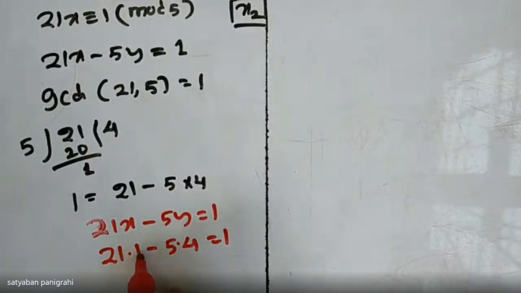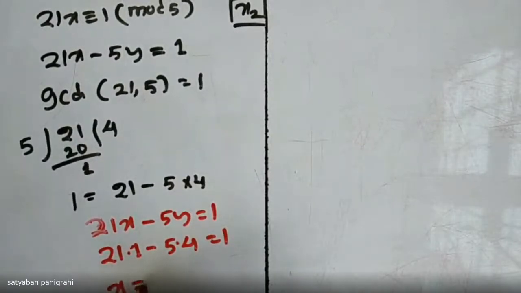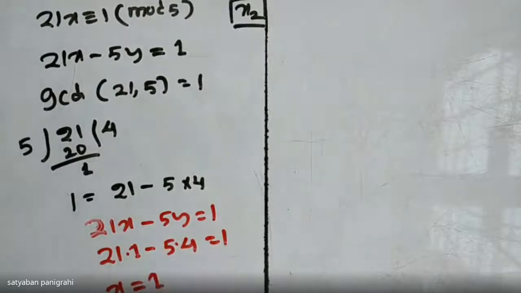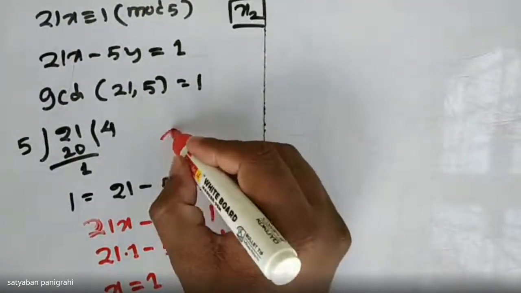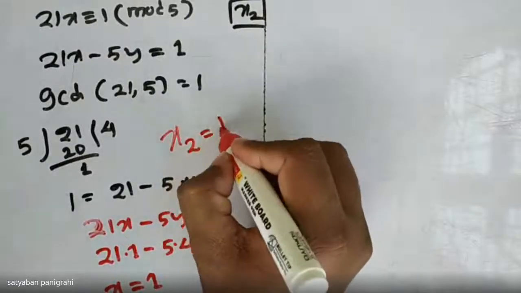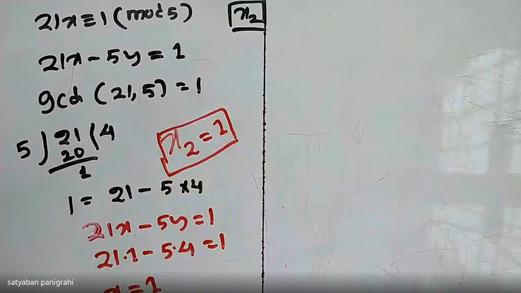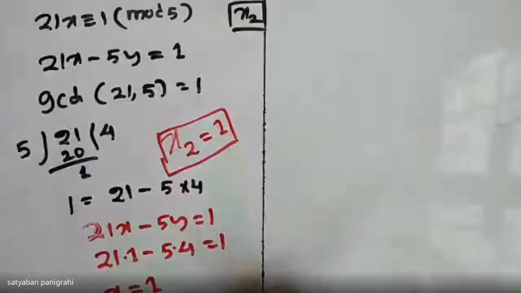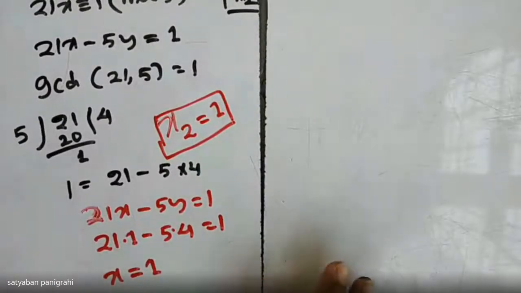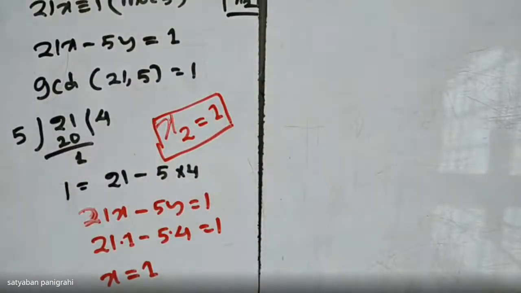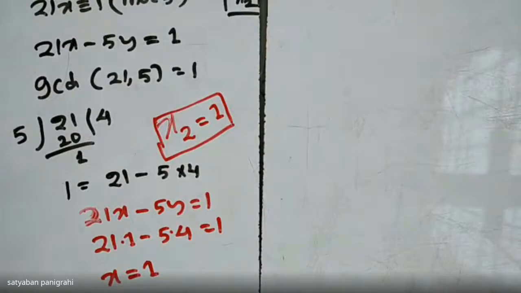So here the x value will be 1, or simply we say our x2 value is 1. Clear to all? Here we have x2 value is 1. Now just update it.